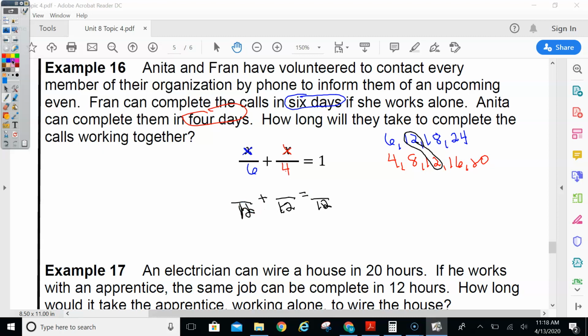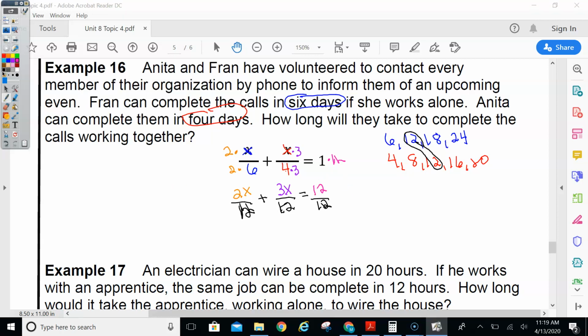So what do I have to multiply 6 by to make it 12? I have to multiply it by 2. So then multiply this one by 2, so we get 2x. What do I have to multiply 4 by to get 12? I have to multiply it by 3. So this one is 3x. And what do I have to multiply 1 by to make it 12? I have to multiply it by 12 to get 12 over 12.